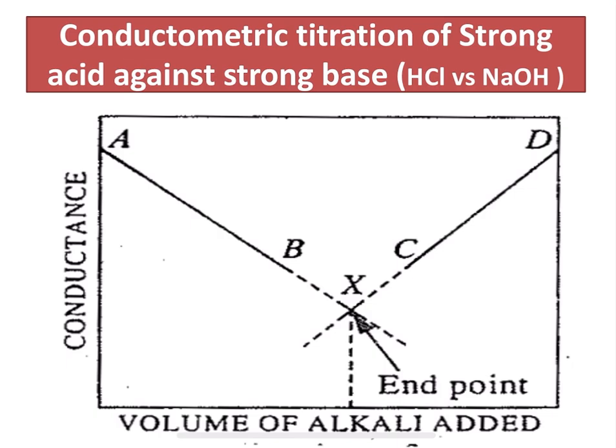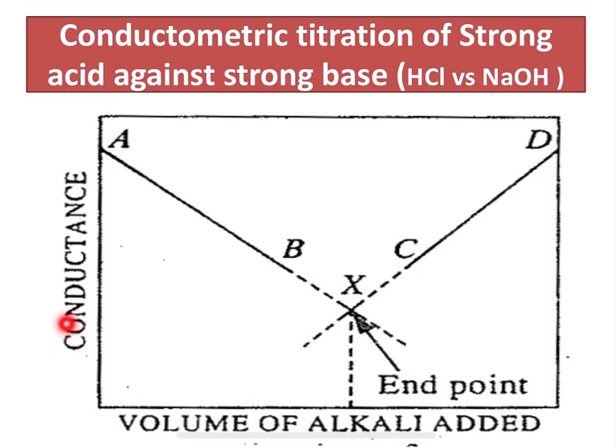That is what I explained, after the end point. So, this is the end point. Even after getting the end point, I have to take another 2 or 3 readings, so 2 or 3 ml of NaOH should be added to get at least 3 to 4 readings after the end point. And then a graph is drawn with conductance on the y axis.